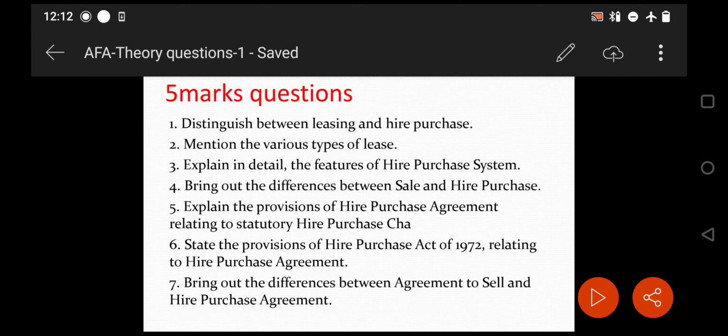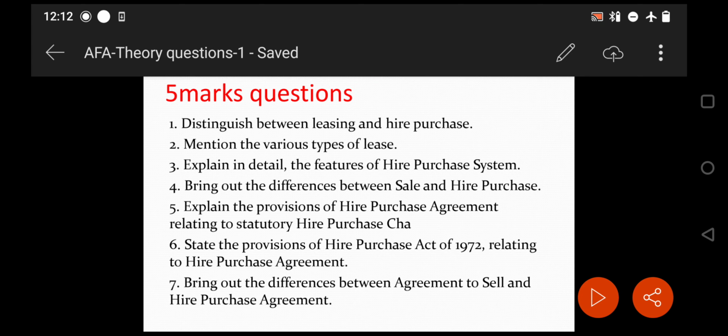So bring out the difference between sale and hire purchase. I told you there are 8 differences between sale and hire purchase. So you can refer to certain links which I am going to give you in the description box for the images which will have the details about difference between sale and hire purchase and difference between hire purchase and installment system.